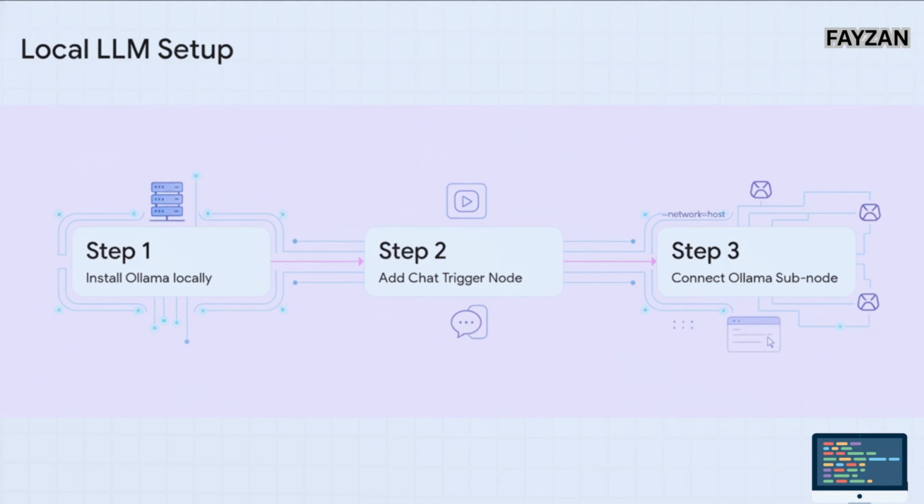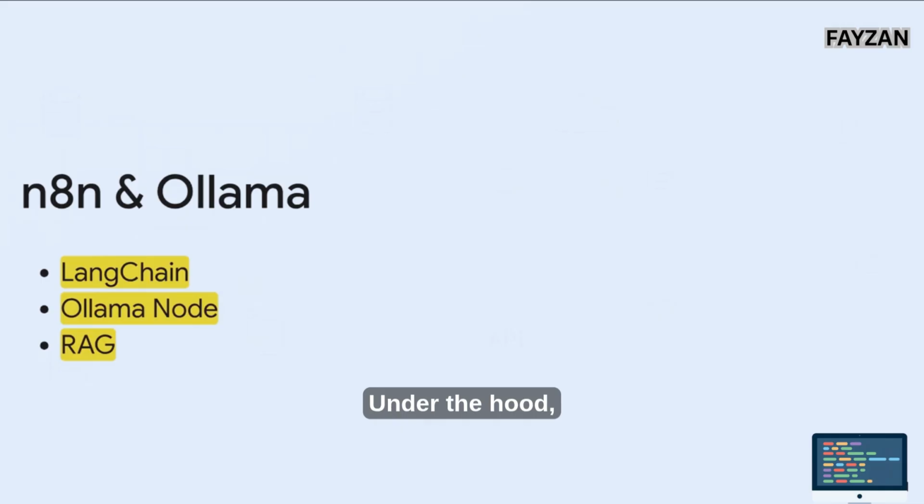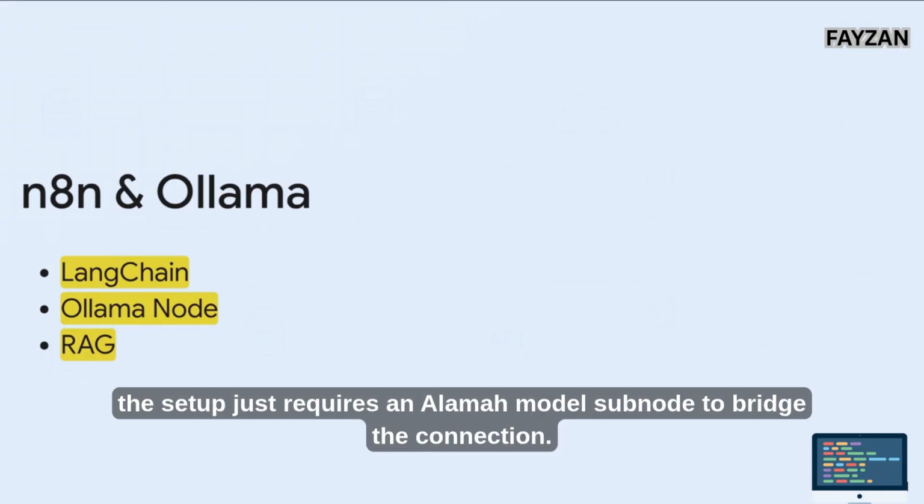You do that by ensuring n8n starts with a --network=host parameter. That lets it hit Ollama's API smoothly on port 11434. Under the hood, n8n is using LangChain to simplify all these complex interactions, and the setup just requires an Ollama model subnode to bridge the connection.